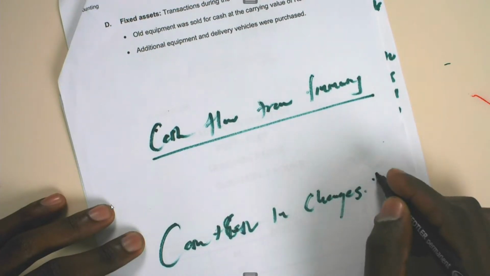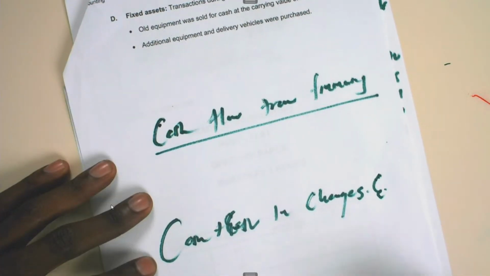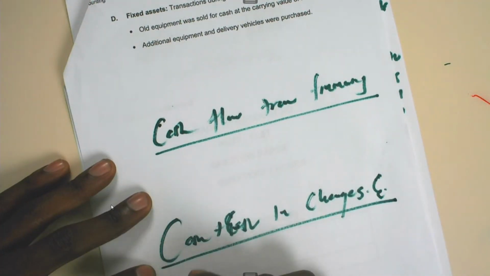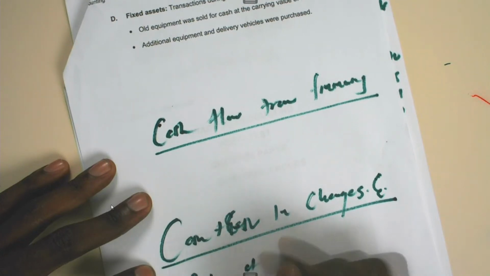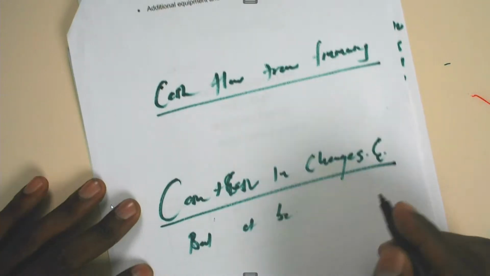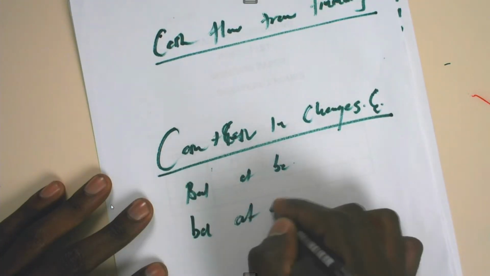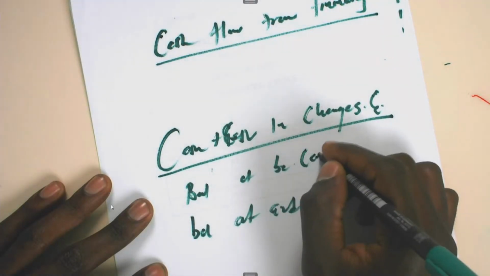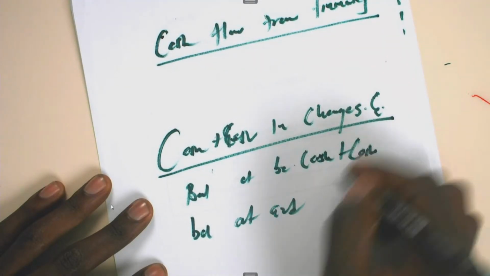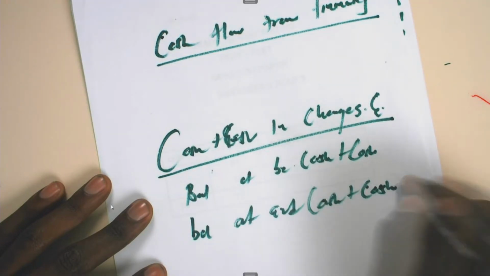Change in equity, meaning this one will now be the net change in cash and cash equivalents, which is going to represent our own bank balance at the beginning of the year, or the cash and cash equivalents at the beginning of the year, how much we had at the beginning of the year, as well as the balance at the end of cash and cash equivalents. How much money do we have at the beginning of the year, and how much money do we have at the end of the year?